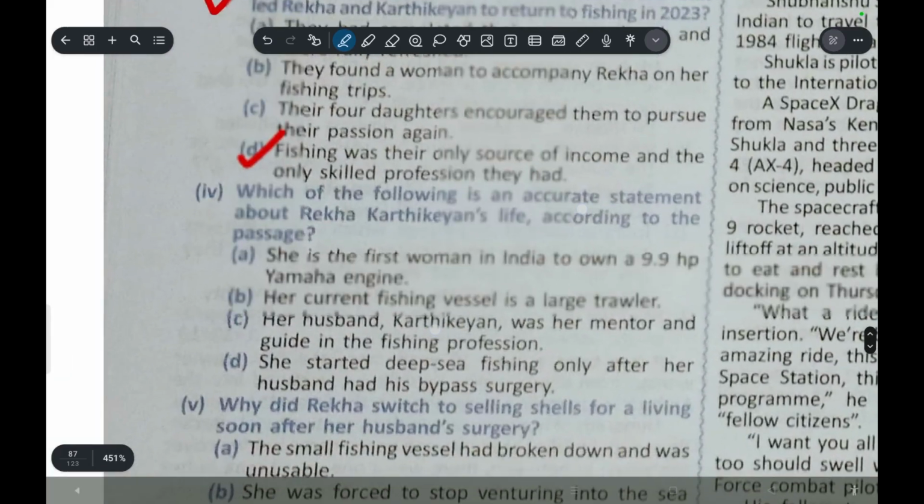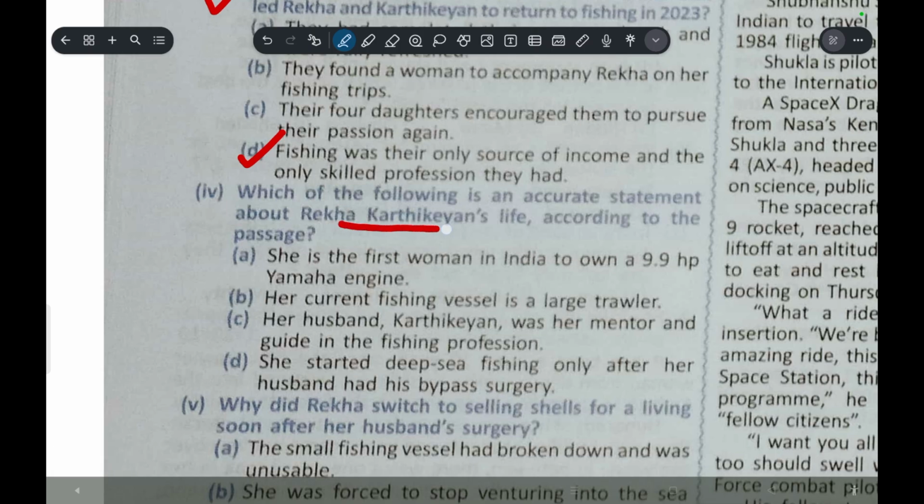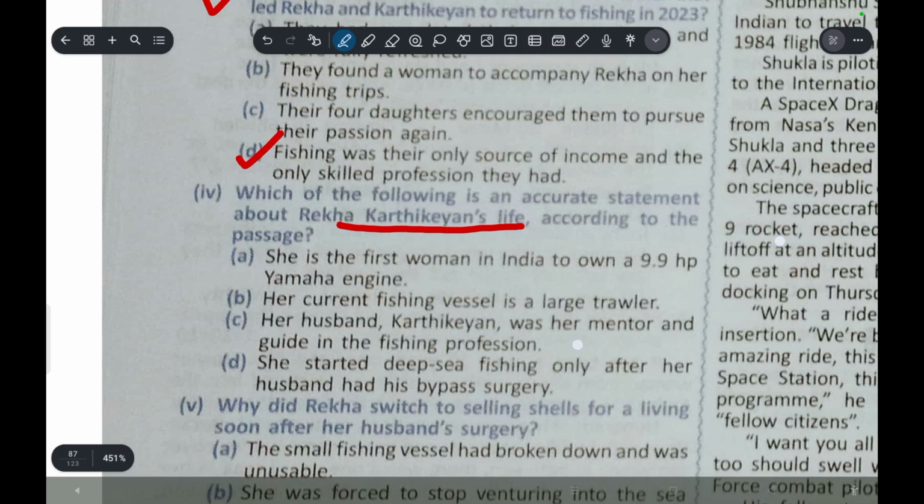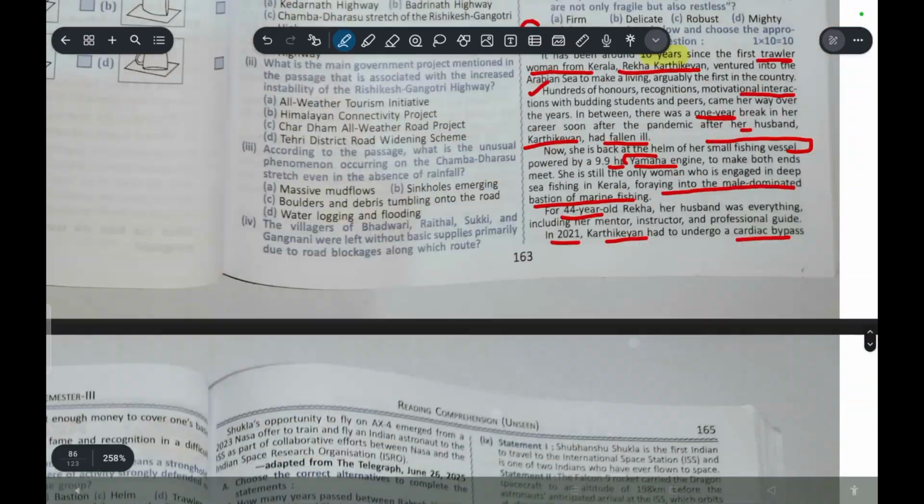Next question. Which of the following is an accurate statement about Rekha Karthikeyan's life according to the passage? She is the first woman in India to own a 9.9 horsepower engine? No. Her current fishing vessel is a... no. Her husband Karthikeyan was her mentor and guide in the fishing profession. She started deep sea fishing only after her husband had his bypass surgery? No. So the accurate statement is: her husband Karthikeyan was her mentor and guide in the fishing profession. Let me check it.